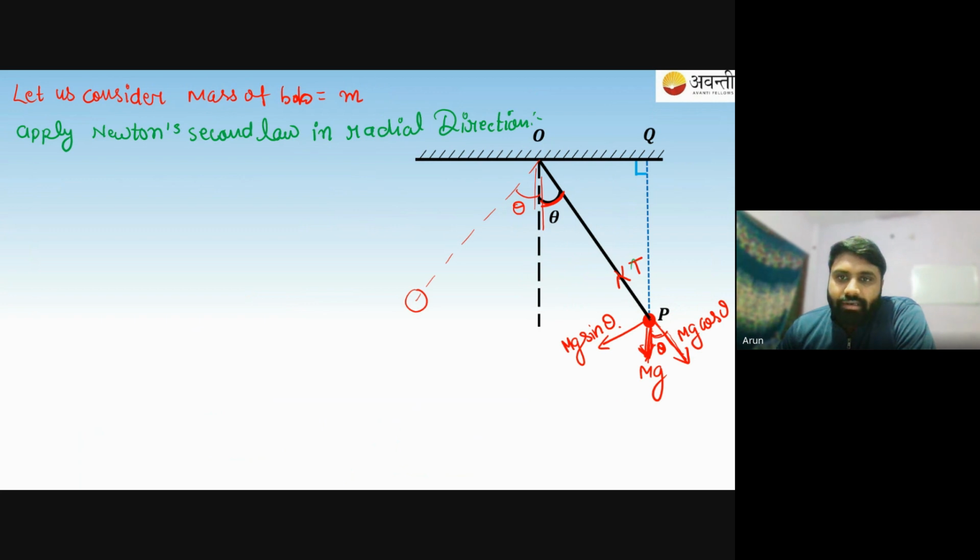Now, if you apply this in the radial direction, it will become T minus mg cos theta equals to mass of bob into radial acceleration.